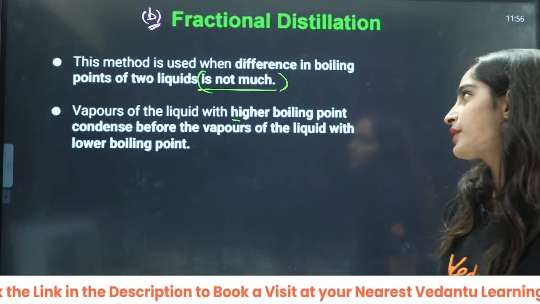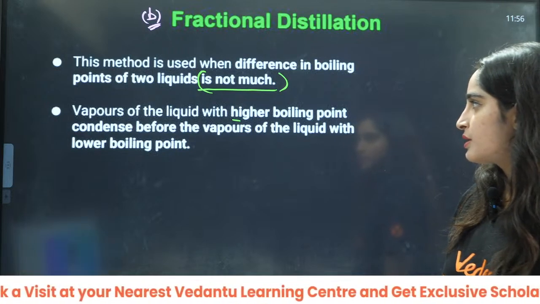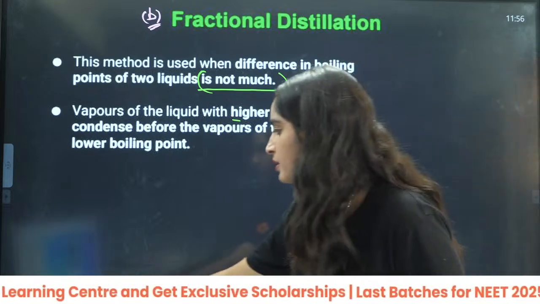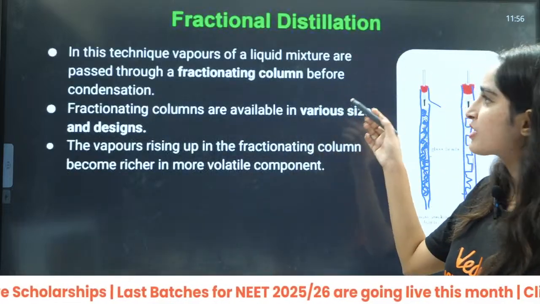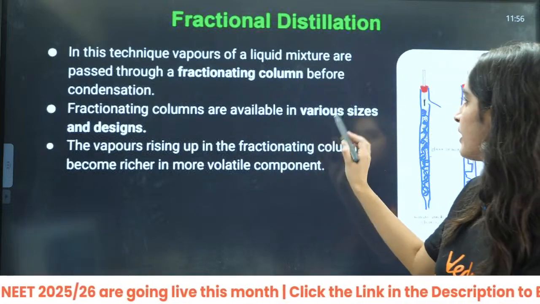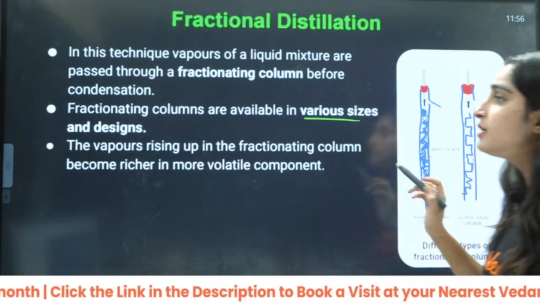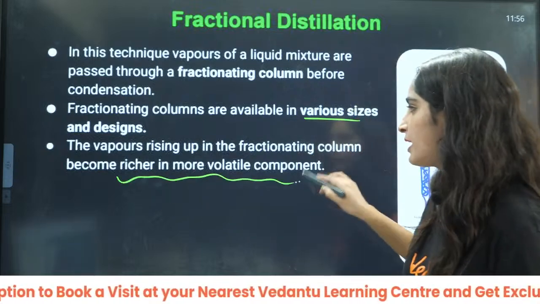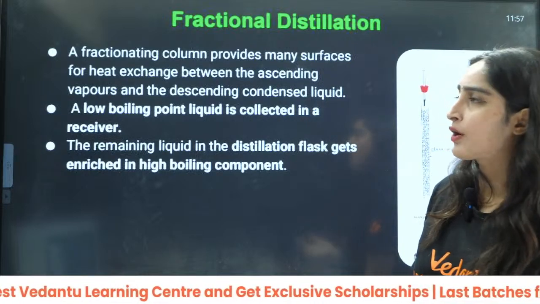Vapors of liquid with higher boiling point condense before the vapor of liquid with low boiling point. In this technique, vapors of the liquid mixture are passed through a fractionating column before the condensation. Fractionating columns are available in various sizes and designs, for example, glass beads and different zigzag manner. The vapors rising up in the fractionating column become richer in the more volatile component. A fractionating column provides many surfaces for heat exchange.